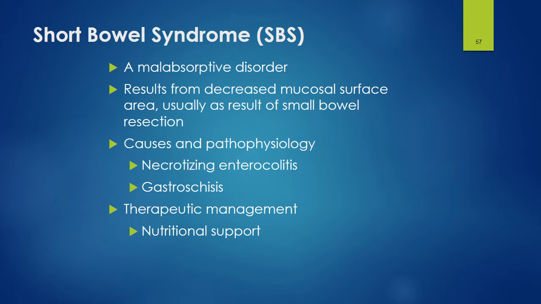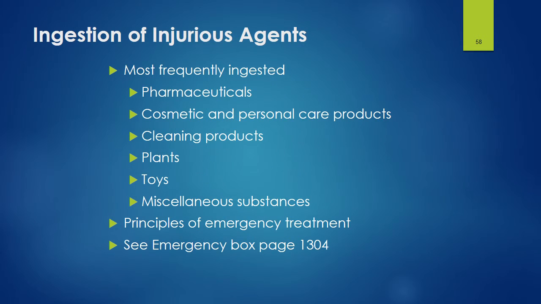Short bowel syndrome, or SBS, is a malabsorptive disorder. It results from decreased mucosal surface area, usually as a result of small bowel resection. Examples of causes of SBS would include necrotizing enterocolitis and gastroschisis. Therapy is focused on nutritional support through parenteral nutrition and enteral feeding.